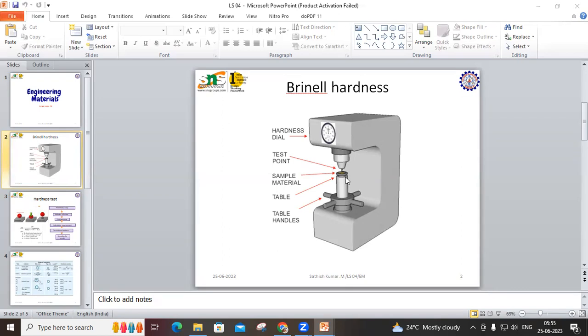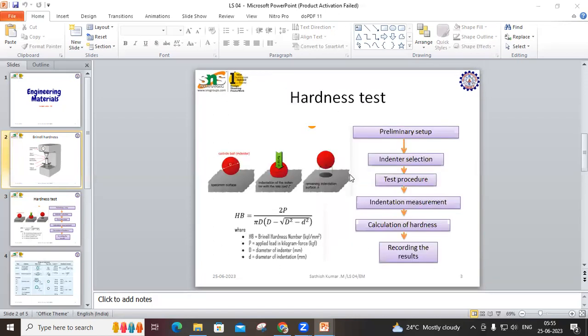It is a test method for measuring hardness, as we explained. It involves applying a known load to a material and measuring the diameter of the indentation left by the indenter. The test is named after its inventor, Johann August Brinell. Let us see the step-by-step procedure of the Brinell hardness test. A Brinell hardness testing machine is used, consisting of a load application system, a hardened steel ball as the indenter, and a measuring device to determine the diameter of the indentation.